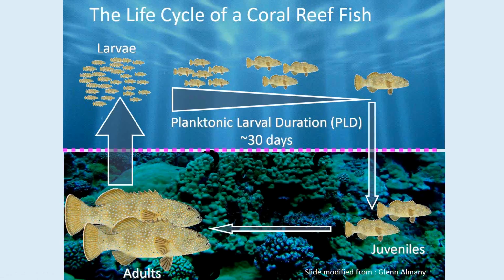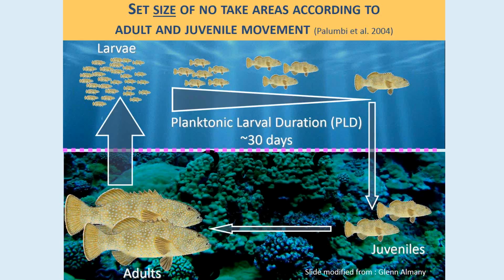Now, the reason I've gone through this with you is because they have very, very different movement patterns when they're on the reef and when they're larvae, and this has implications for how we should design the network. Also, it's mostly the adults and the juveniles that are harvested by the fishery. So we use the movement patterns in different phases for different reasons in MPA design. The first thing we do is we set the size of the no-take areas according to how far the adults and the juveniles move. The point being is that we want them to stay protected within the no-take area throughout their lives so they can get big and fat.